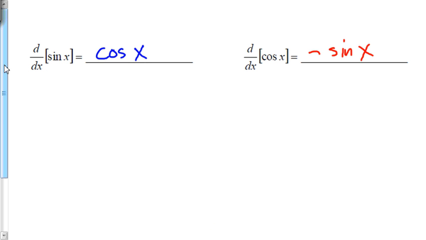And down at the bottom of the notes, this is what we get. d/dx of sine x, which means take the derivative of sine x, equals cosine x. d/dx of cosine x, which again means take the derivative of cosine x, equals negative sine x.